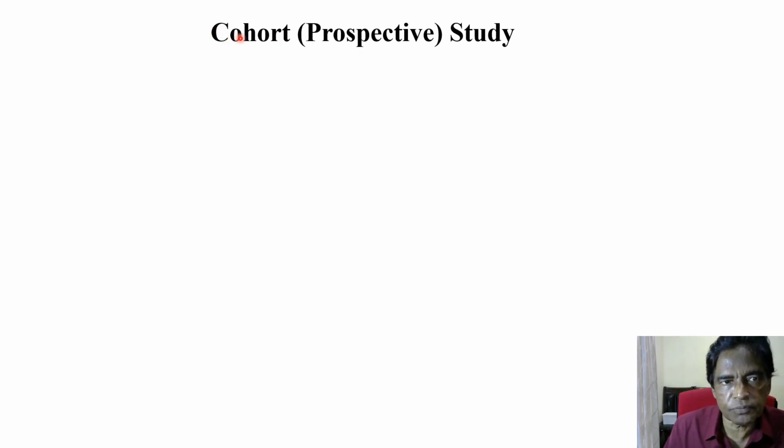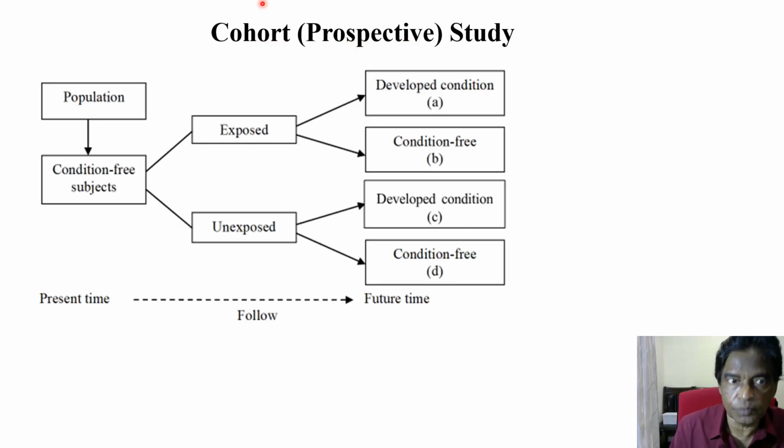Cohort meaning marching forward. Prospective, marching forward. So we have a population of condition-free subjects, whatever condition I'm talking about. Expose one group, the other group unexposed. And in our time period, we follow them over time. It can be 6 months, 1 year, 2 years, whatever. And then let's see how many develop the condition.